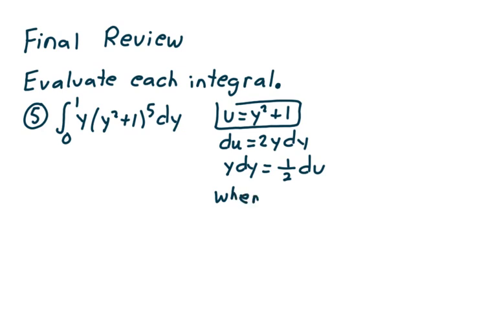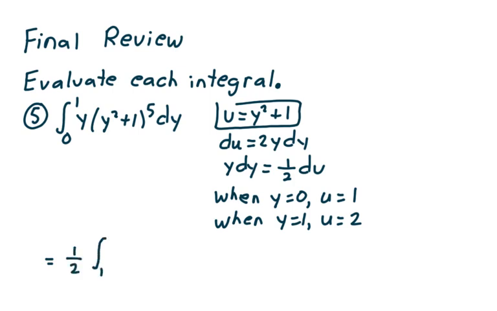So when y is 0, u equals 1. When y is 1, u equals 2. And so this is equal to 1/2 the integral from 1 to 2 of u to the 5th du. Okay? So this is equal to 1/2 times 1/6 u to the 6th evaluated from 1 to 2.